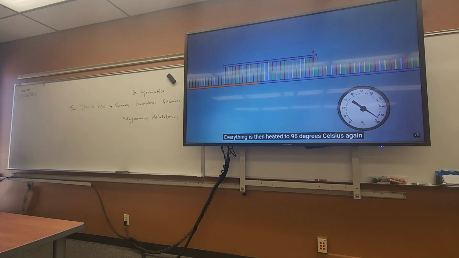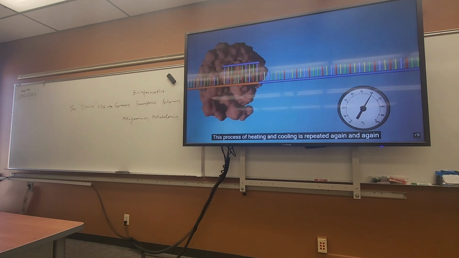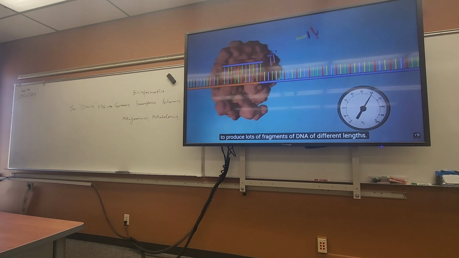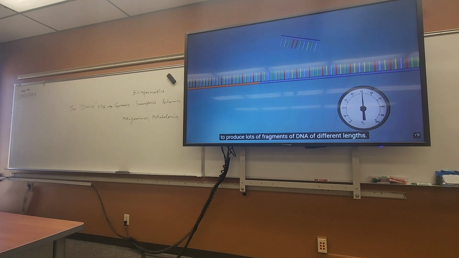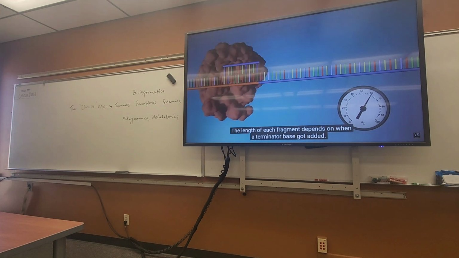Everything is then heated to 96 degrees Celsius again to separate the new DNA strand from the original strand. This process of heating and cooling is repeated again and again to produce lots of fragments of DNA of different lengths. The length of each fragment depends on when a terminator base got added.